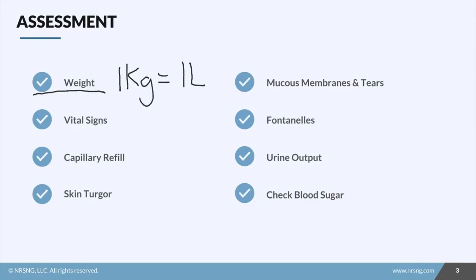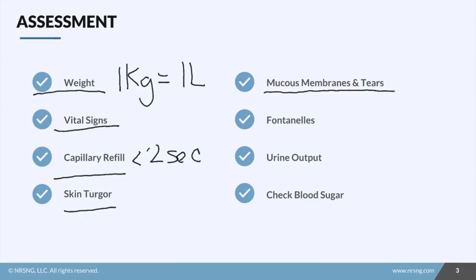Other things that we need to be assessing are their vital signs, paying close attention to that heart rate and that respiratory rate. We're looking at capillary refill time. Remember, we want it to be less than 2 seconds. We're looking at skin turgor. We're looking at mucous membranes to see if they're dry. We're paying attention to fontanelles in our infants because they might be sunken if the child's dehydrated. And then we're also paying really close attention to urine output, which for our younger kids just really means talking to parents about maybe when their last wet diaper was.